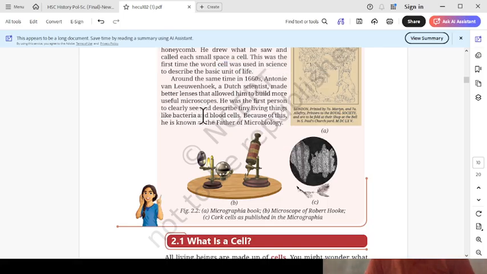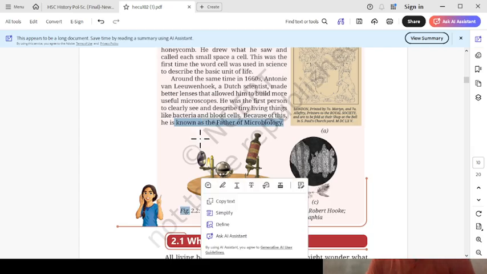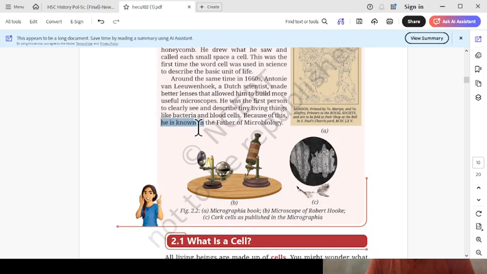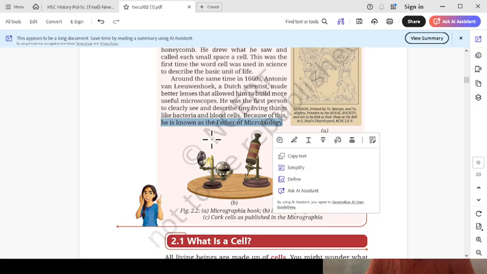Around the 1660s, Antony van Leeuwenhoek, a Dutch scientist, made better lenses that allowed him to build more useful microscopes. He used the microscopes better, and he was the first person to clearly see and describe tiny living things like bacteria and blood cells. Because of this, he is called the father of microbiology. So here is a very important question: who is the father of microbiology? We can write his name, Antony van Leeuwenhoek.